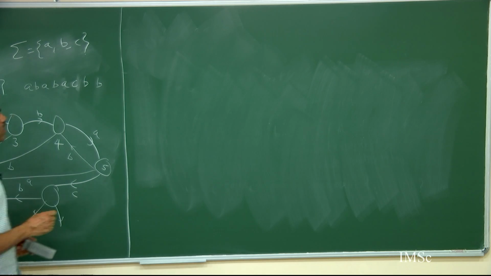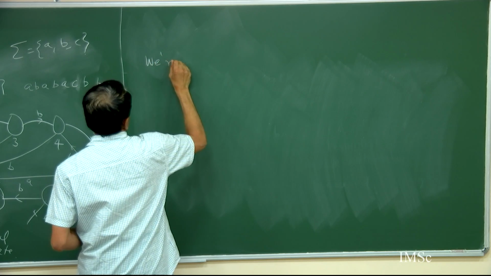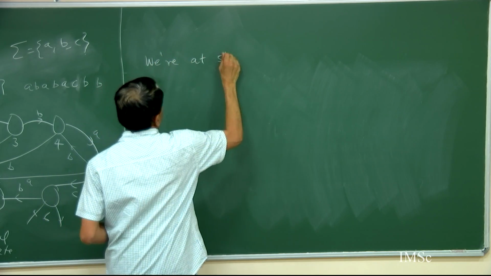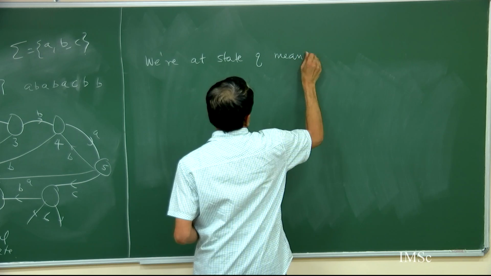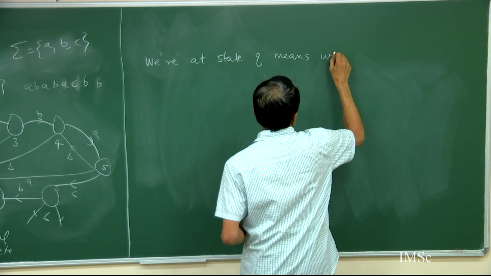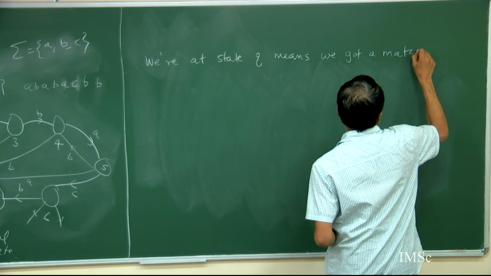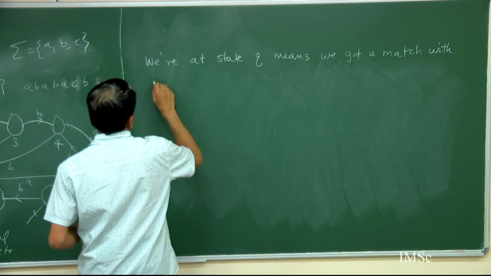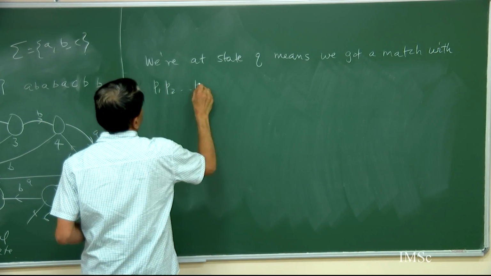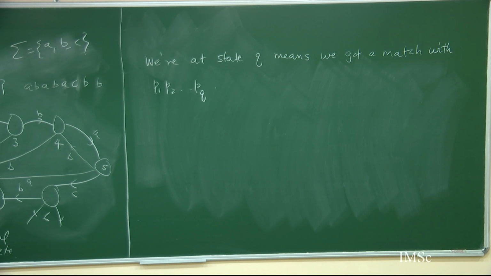Okay. So, yeah, we are at state q, which means we got a match with P1, P2 up to PQ, right. This is an invariant, you can verify, prove by induction.